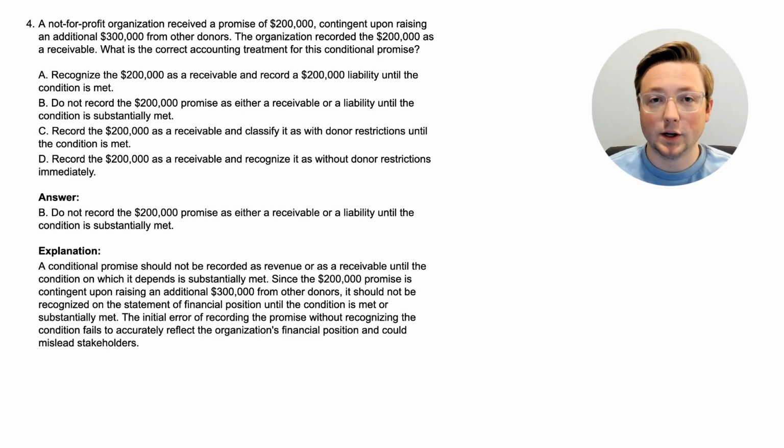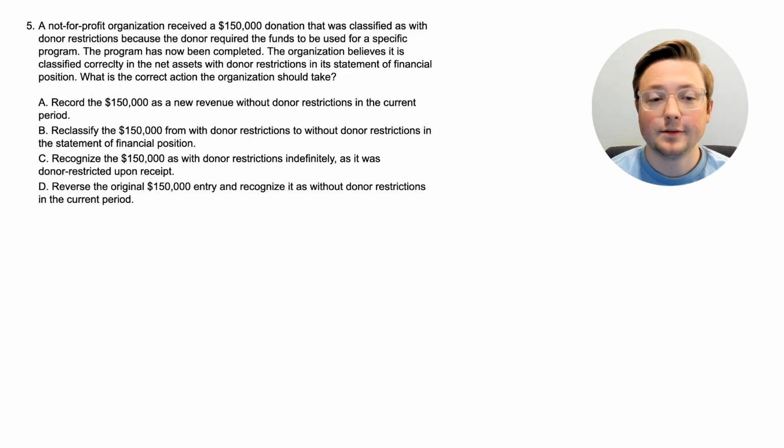Now let's go to the next question. All right, here we are at question 5. A not-for-profit organization received a $150,000 donation that was classified as with donor restrictions because the donor required the funds to be used for a specific program. The program has now been completed. The organization believes it is classified correctly in the net assets with donor restrictions in its statement of financial position. What is the correct action the organization should take?